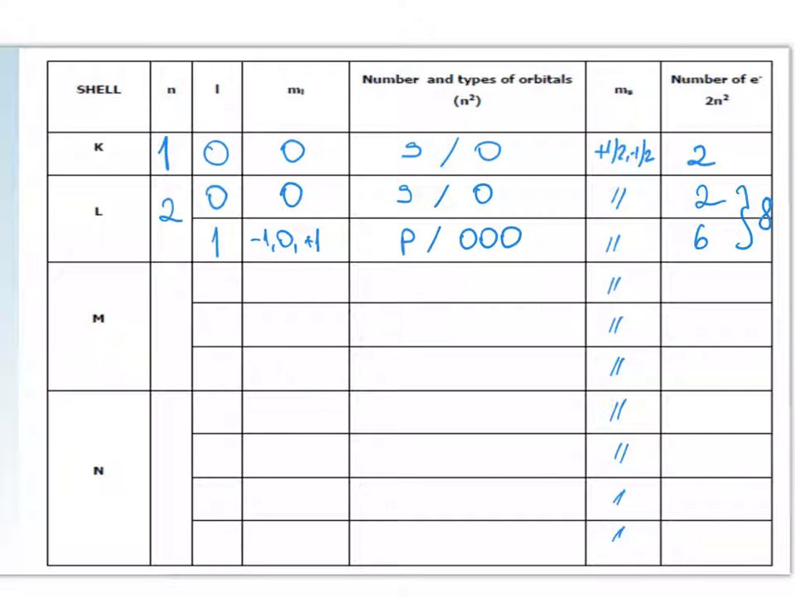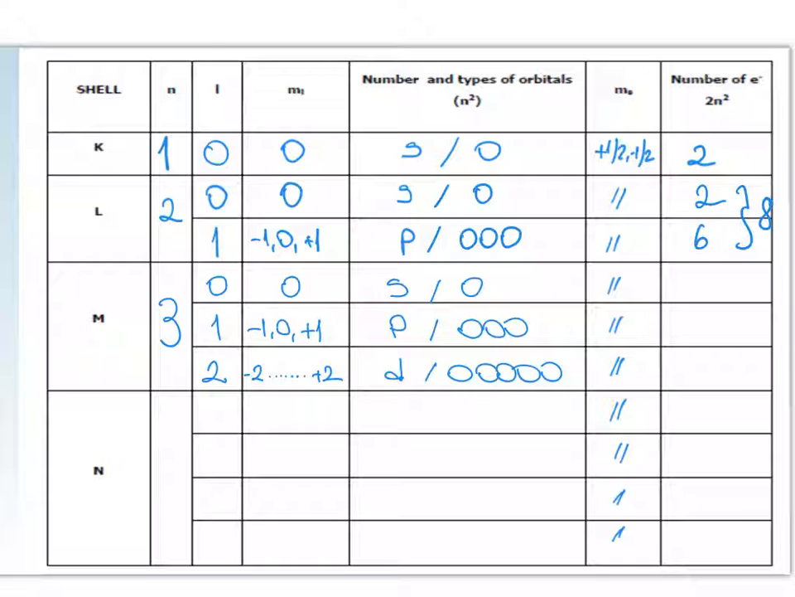Okay. M shell, this is the third energy level. The L values can be 0, 1, 2. ML values can be 0, minus 1, 0, plus 1. Why? Because this is S-type orbital, this is P-type orbital. Finally comes the D-type orbital. So this can start from minus 2, it goes until plus 2. S only has 1 orbital, P has 3, and D has 5. So this can take at most 2 electrons, this 6, and this will be 10, and this is 18 electrons.